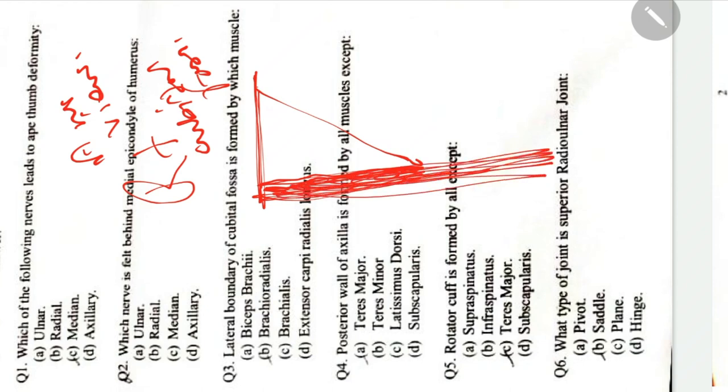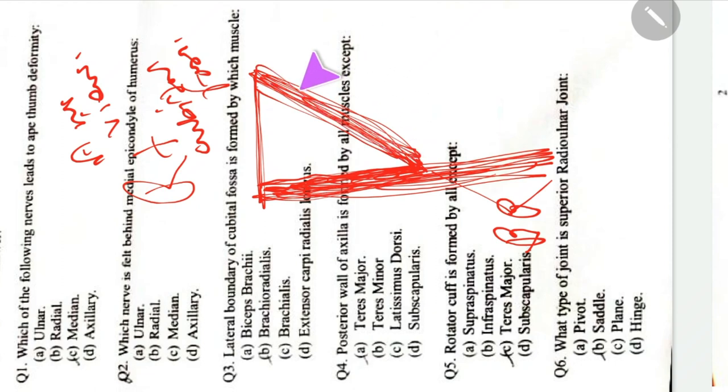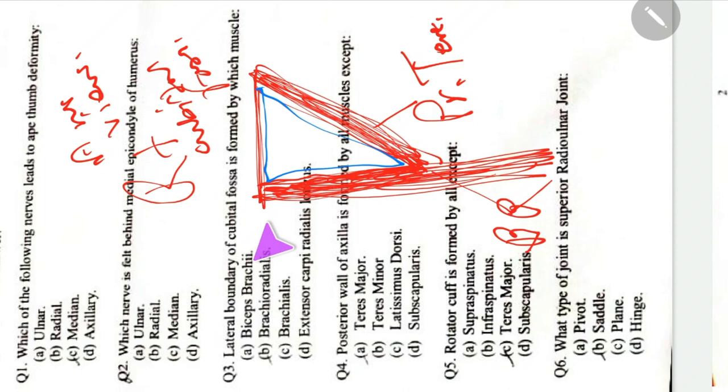This muscle is brachioradialis. And which muscle is this? The medial boundary is formed by the lateral border of pronator teres. Right? So this is the cubital fossa. So the lateral boundary of cubital fossa is formed by which muscle? Here you have seen the answer, that is brachioradialis.